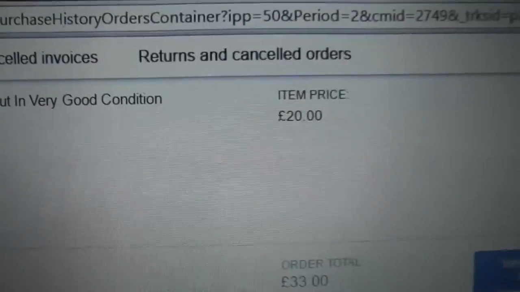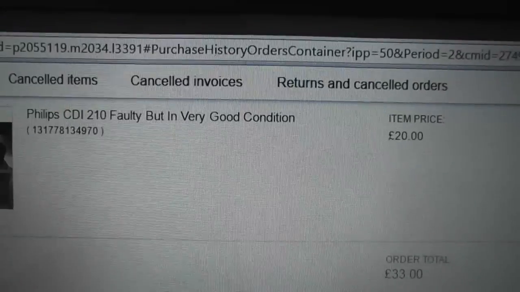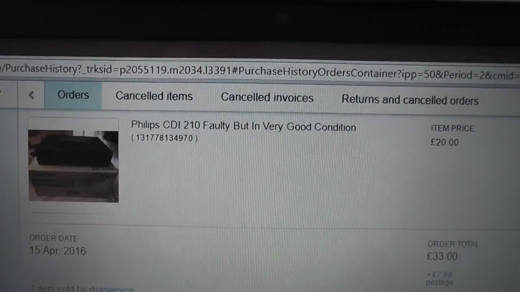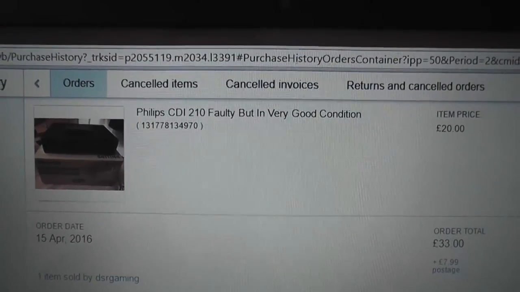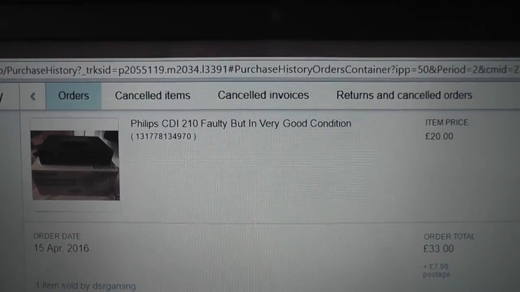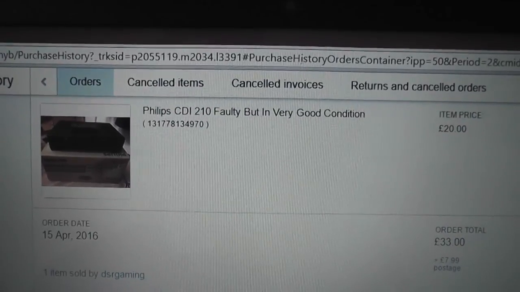I paid £20 for this with a £10 postage fee on top of that, so £30 all in, which is pretty good. These tend to go for around £100, I think, in their box, complete and in working condition. So if I get it working, that would be great. If not, I could just use it as parts, just the usual what I do with these systems.